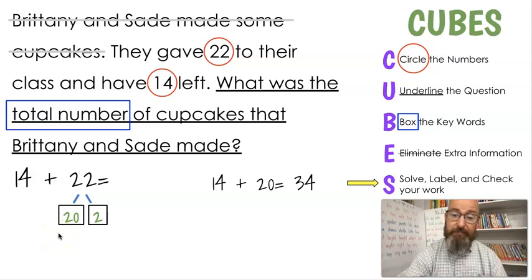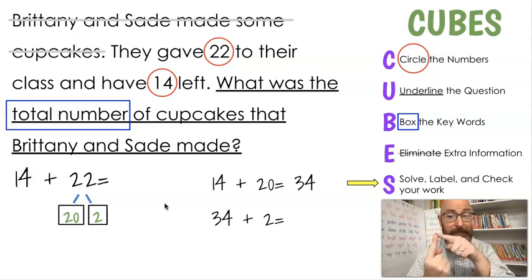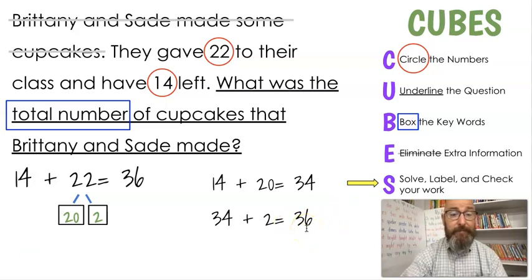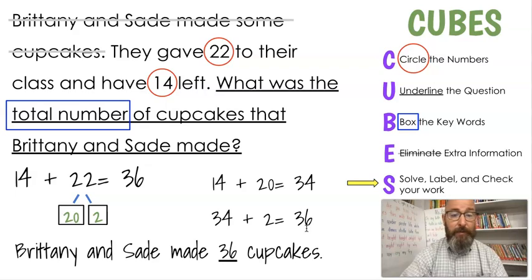What do we add next? Our 2. And so we're going to add that to where we left off. So our new equation is going to be 34 plus 2. And what is 34 plus 2? 36. We've added our 20, we've added our 2, which means we're done adding, and that tells us that 14 plus 22 must be 36. Now to label it, we're going to go ahead and write down that Brittany and Sade made 36 cupcakes.